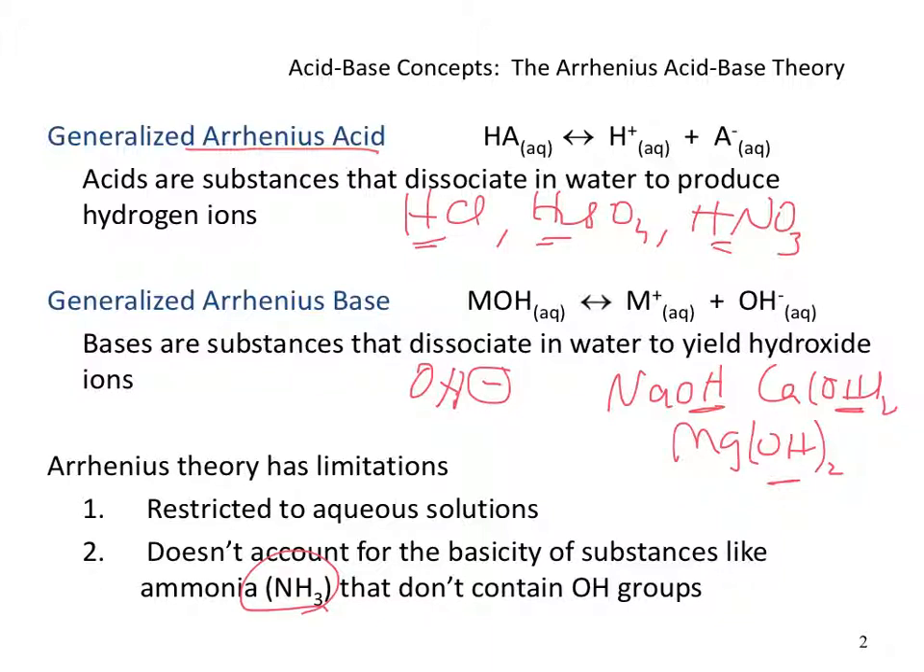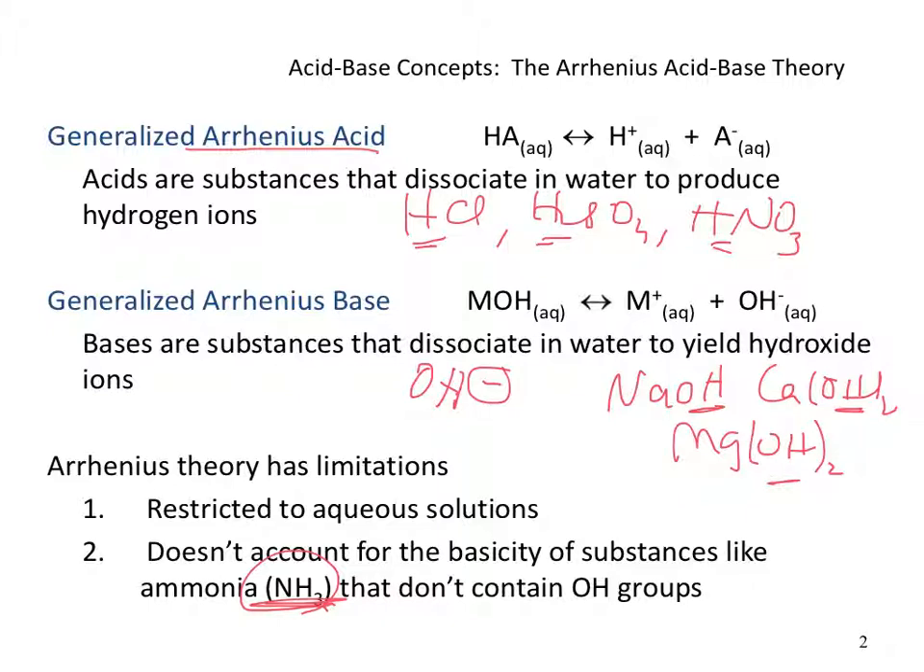So, for example, one of the characteristics is that bases turn red litmus blue, and ammonia does that too. But somehow, when you look at the structure, you don't see an OH, so it can't really be classified as an Arrhenius base. And so, for a long time, people were confused about what to do about it.